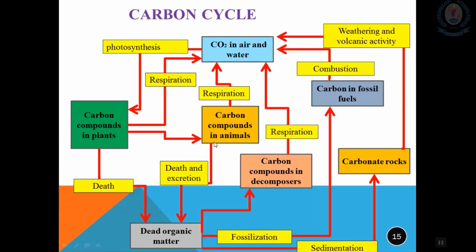So here is an illustration of the carbon cycle. Carbon atoms provide the backbone of most biological molecules, and carbon compounds store the energy captured by photosynthesis. Carbon enters food webs when producers convert atmospheric carbon dioxide into carbohydrates. Heterotrophs acquire carbon by eating other organisms.